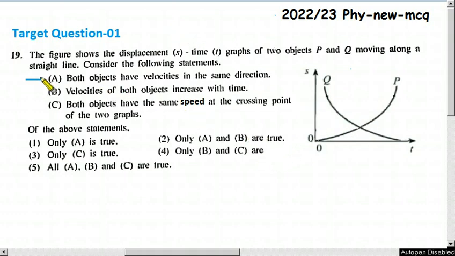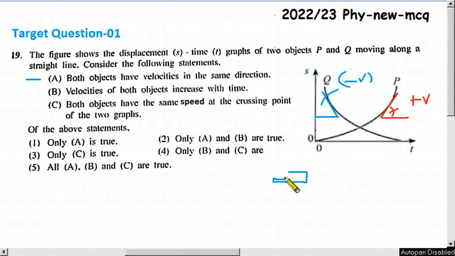So the statement A, both objects have velocities in the same direction. Let us examine the direction. Direction of this one is positive because it is tilted to the right side. This one is the angle. So positive velocity. The gradient of this graph is tilted to the left side. So therefore it is a negative gradient, and therefore the velocity is negative. The velocity is negative. So that means opposite.